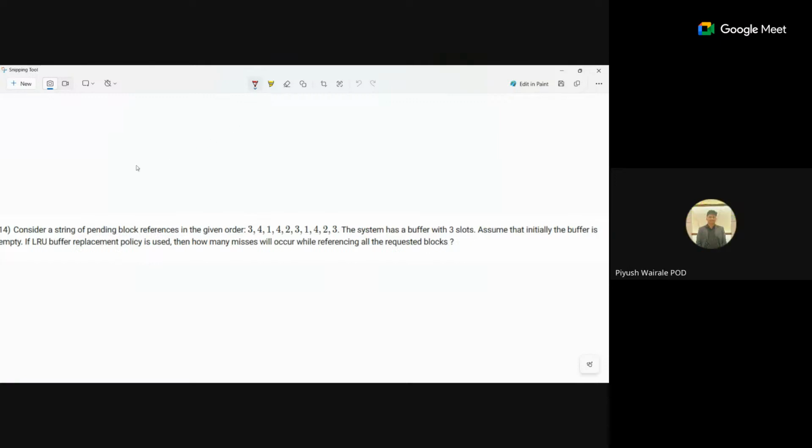Let's say we have something to store. Let's say we are storing this particular block. Sometimes we call it a page also. We consider a string of block references in the given order: 3, 4, 1, 4 like this. These are the block numbers. The system has a buffer with 3 slots. So we have a buffer storage having 3 slots. Initially the buffer is empty. Now if I want to store this block number in the buffer storage, how are we going to do that? And if the buffer gets full, which block do we remove? This is what we are going to discuss.